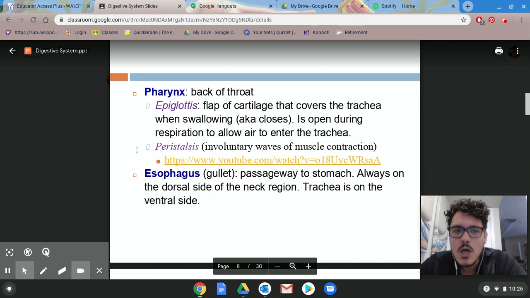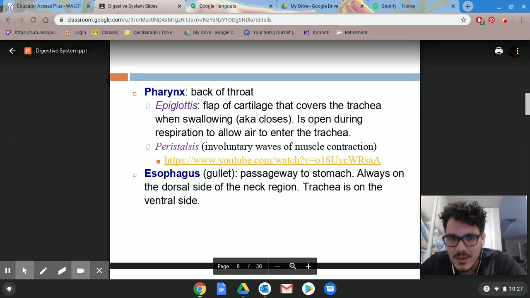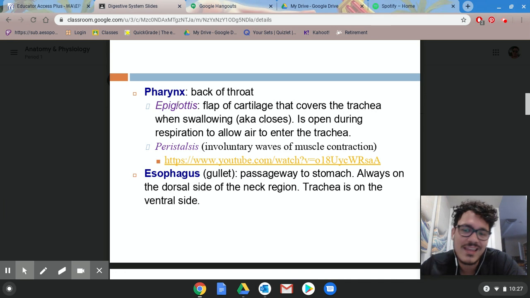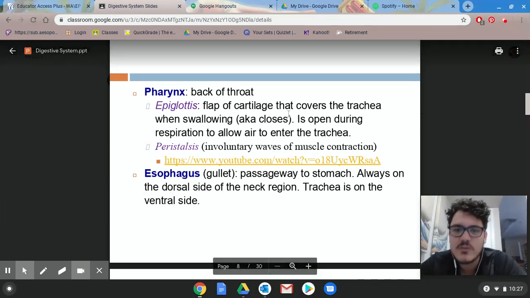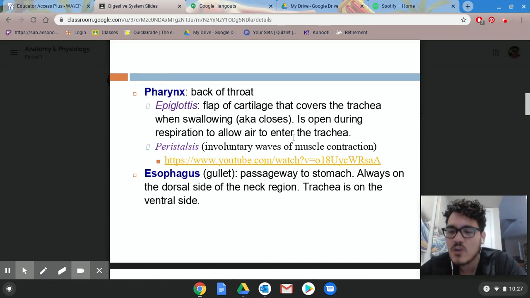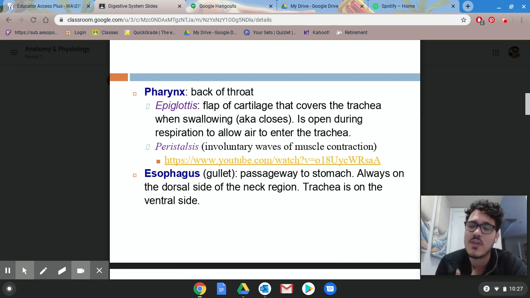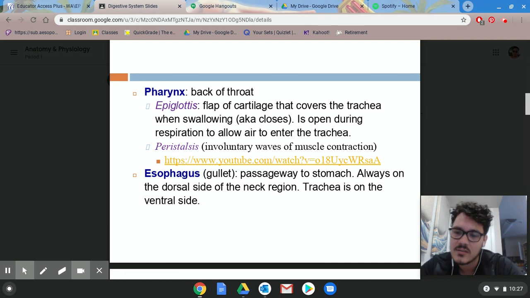But if you remember, towards the bottom of the pharynx, where the larynx begins, we have that epiglottis tissue. I like to call that the gatekeeper. It helps to open and close accordingly, depending on what is moving through the throat. So as we see here, a flap of cartilage that covers the trachea when swallowing, aka closes, is open during respiration to allow air to enter the trachea. So anytime you are breathing in or out, the epiglottis has to be open in order for things to travel down the trachea into the lungs.